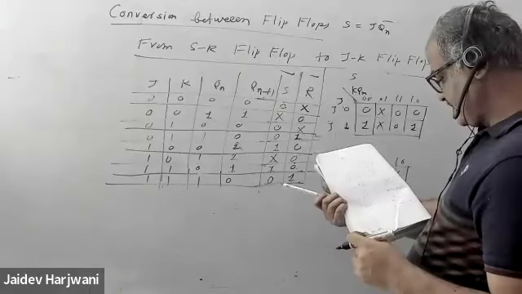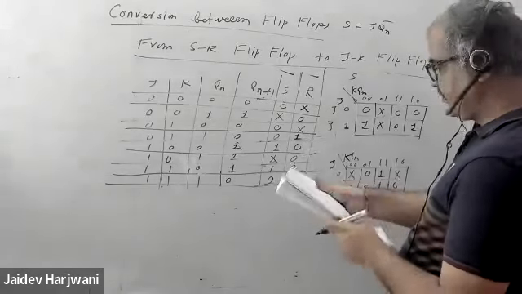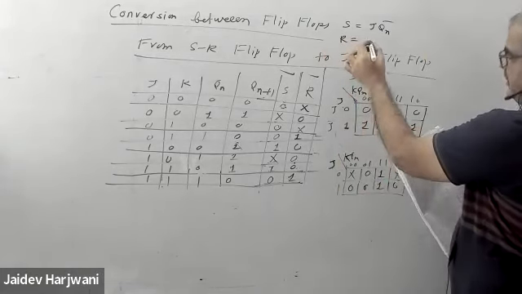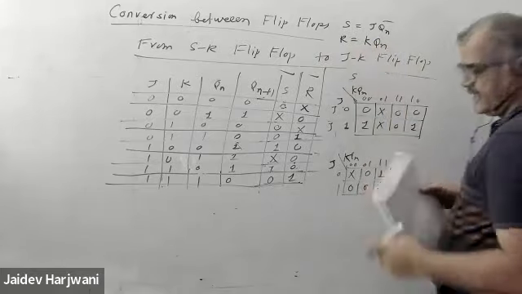So you want S first. S should be in, and R is K Q N. R is K Q N. Is this the answer that is coming? Tell me.